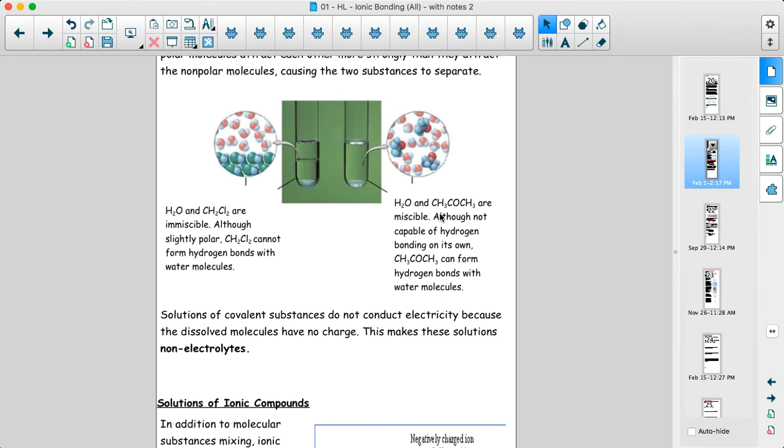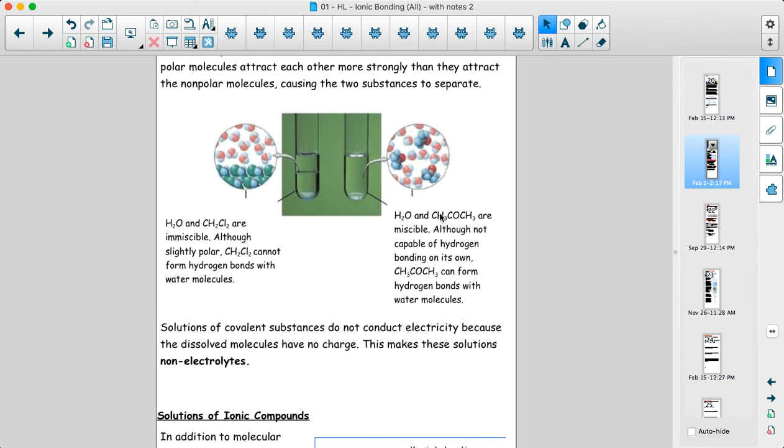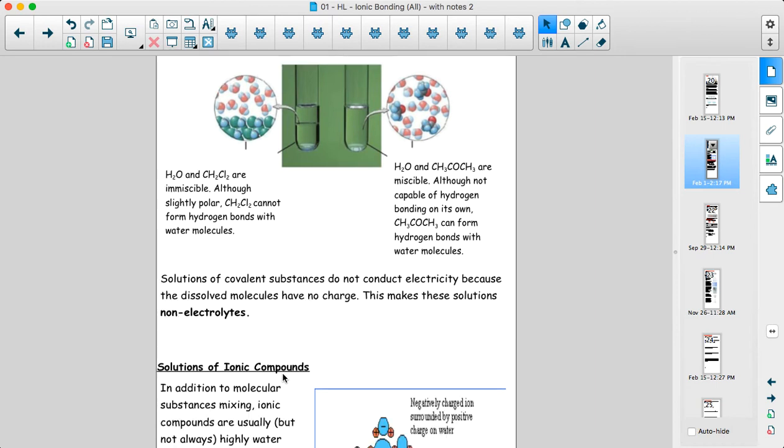When covalent compounds dissolve, for the most part, they're going to make solutions that are non-electrolytes because the molecules are neutral and have no overall charge. So when they mix into water, there's not a high amount of charged particles free to move in the solution, and therefore the solutions don't conduct.